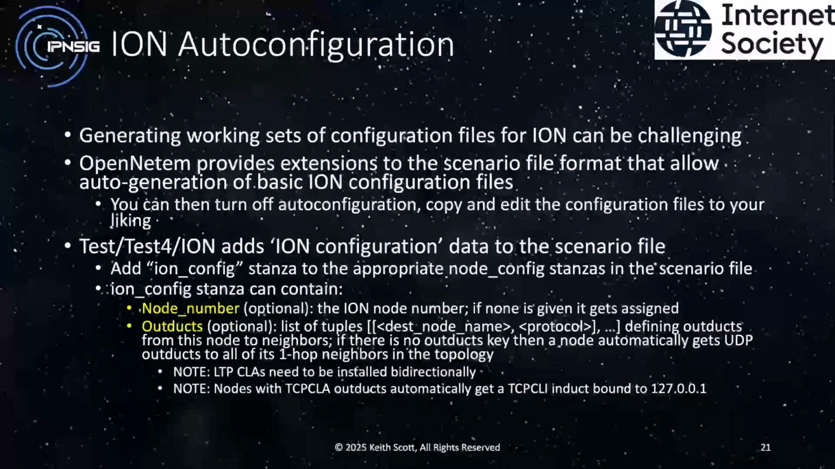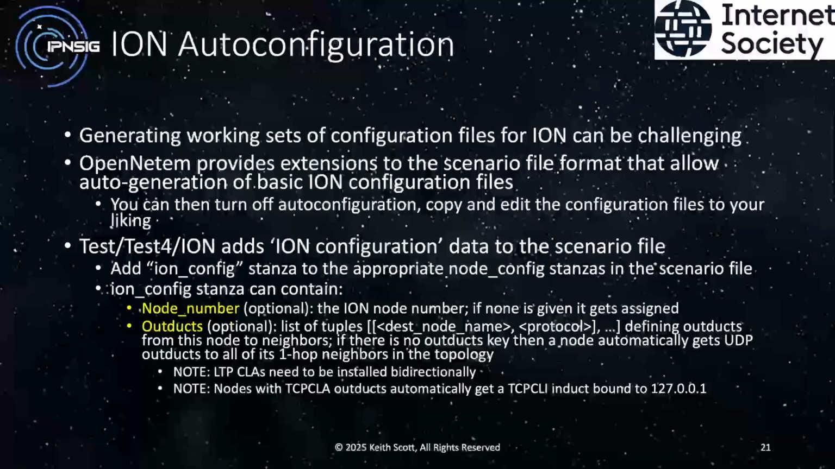So that's cool. We can define these networks with various topologies and time variant connectivity, and we can run Ion in them. If you've ever actually tried to set up and configure Ion, you'll know that getting all the configuration files into a consistent and working state can be a bit of a challenge. OpenNetEm provides some extensions to the scenario file format that will allow it to auto-generate a set of basic Ion configuration files for you, and then you can go and tune those up the way you'd like.